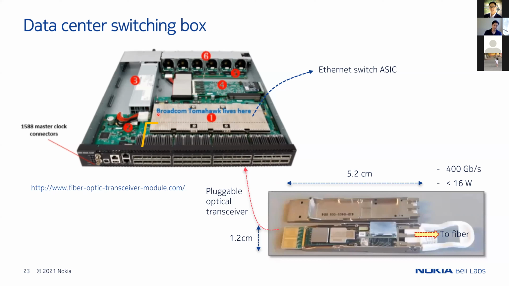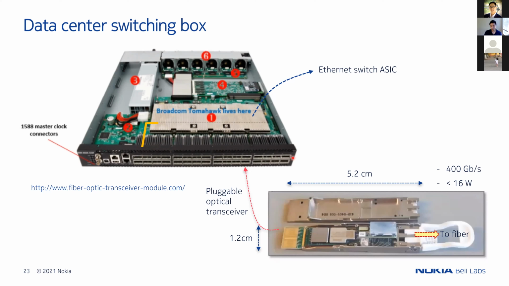The challenge here is that we need to move the data from the switch ASIC to the front panel to go to the optical transceiver. And at 400 gigabit per second, we need to burn power to move the data from here to here, even from here to here, just 20-something centimeters. But it's still a challenge. It's a big challenge when we increase the capacity.